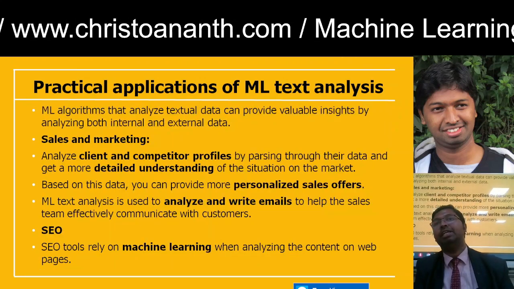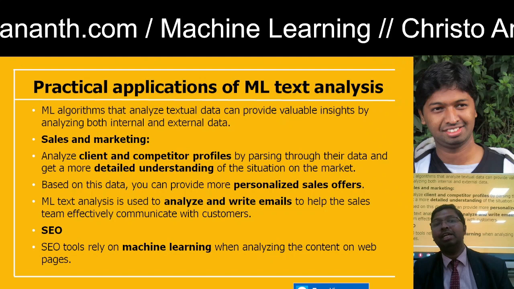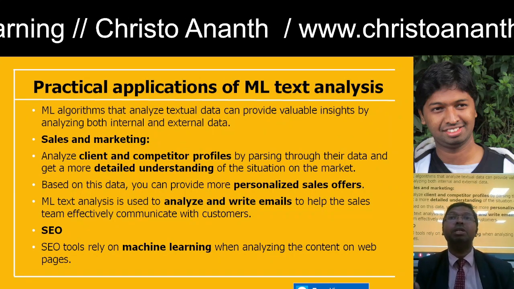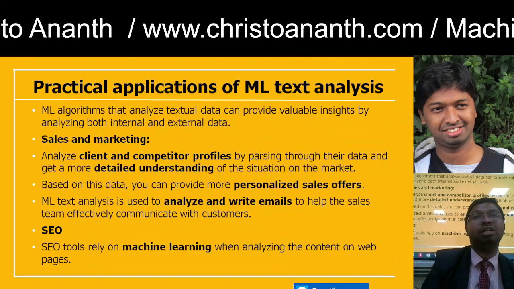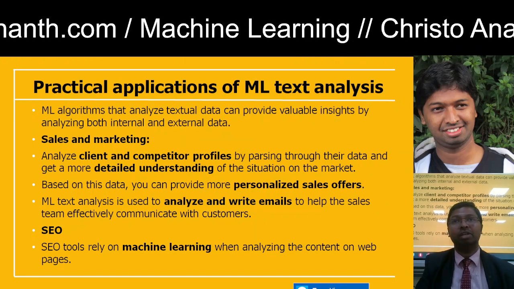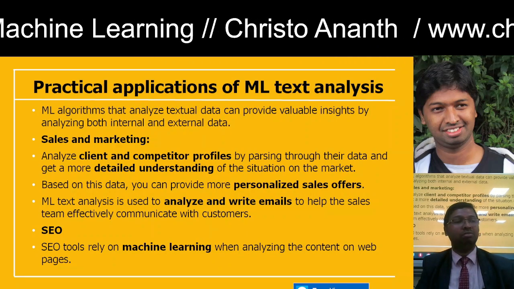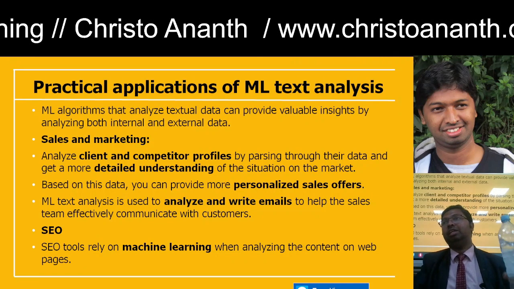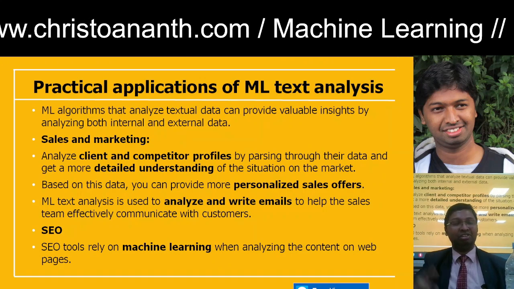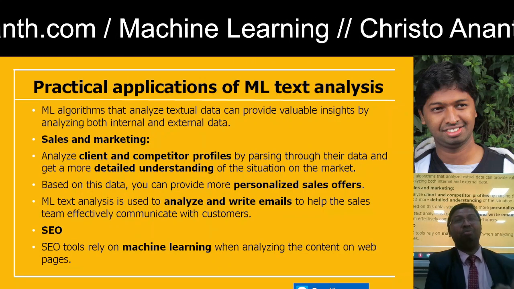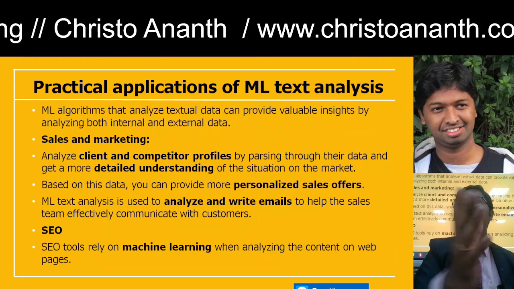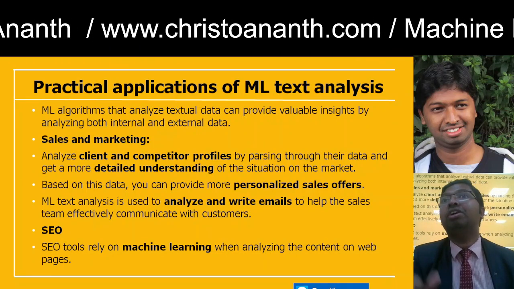And then sales and marketing, you can use machine learning. So maybe you can analyze the client and maybe competitor profiles. You can identify the most personalized sale offers, because through the personalized sale offers, many people will benefit. Okay, for example, two dollars, then one dollar, then everybody will be interested. So that also the machine learning algorithm can do automatically.